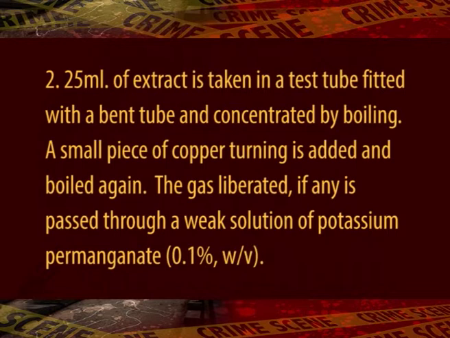25 ml of extract is taken in a test tube fitted with a bent tube and concentrated by boiling. A small piece of copper turning is added and boiled again. The gas liberated, if any, is passed through a weak solution of potassium permanganate, 0.1% weight by volume. The pink color of the solution is gradually discharged or fades away.